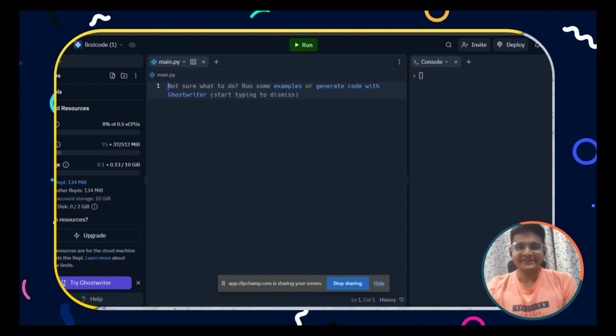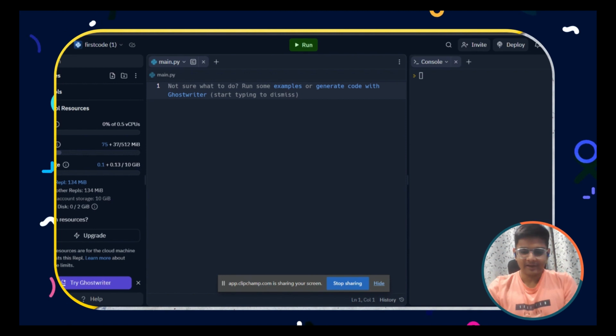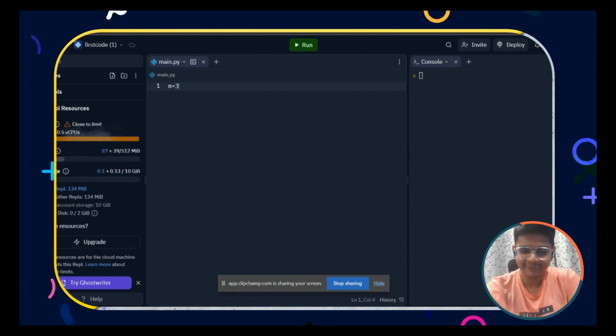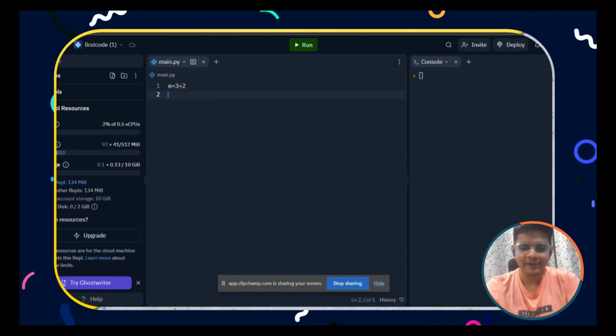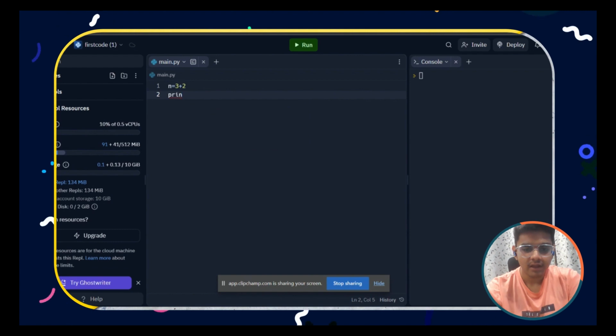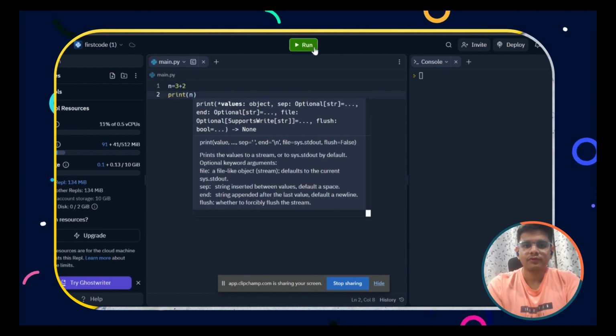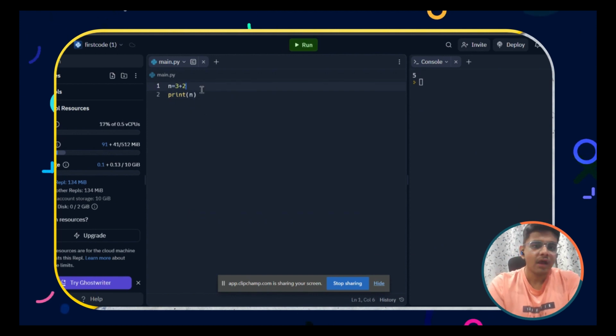Okay, so let's start with the topic. I'm writing the first code. Let's take an obvious code. I will say print n equals 3 plus 2. I know you know that. What's 3 plus 2? Obvious. It will be 5.